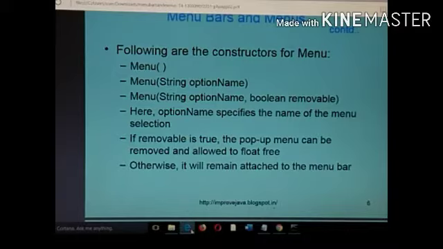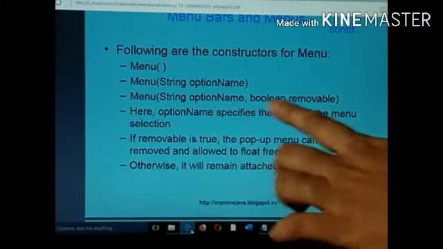To create a menu bar, first create an instance of menu bar. This class only defines the default constructor. Next, create instances of menu that will define the sections displayed on the bar. So if you create an instance of menu bar, it will be created by default. So menu, next one is menu, string option name. Okay, final one is menu, string option name, boolean removable.